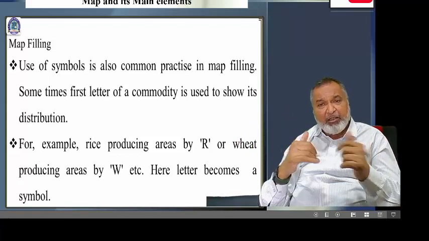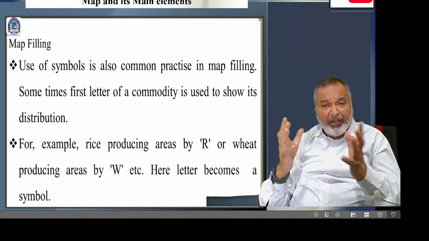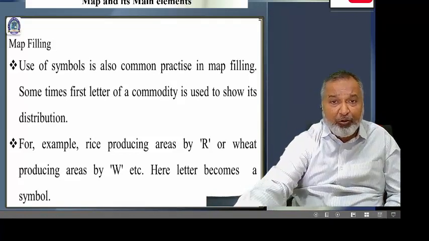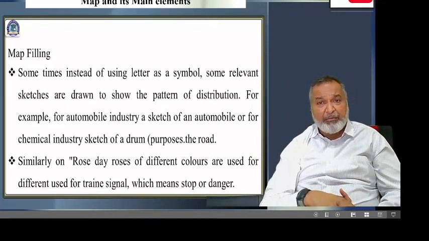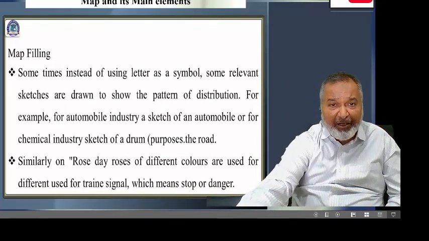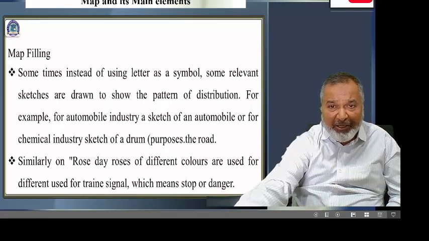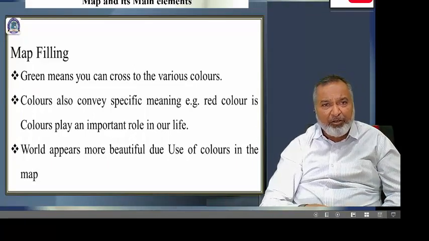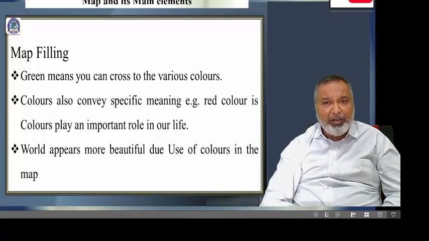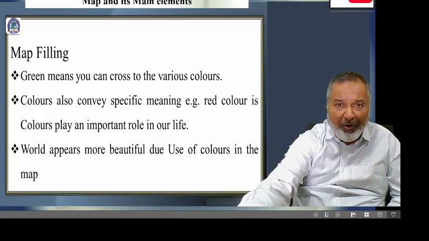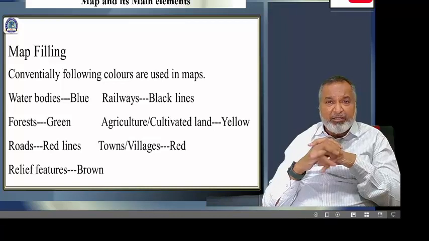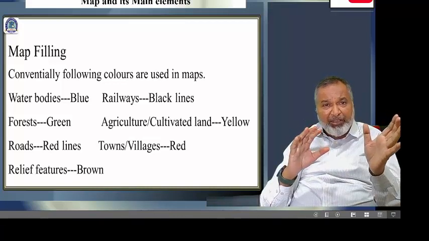For example, for rice we can use capital R, whereas for wheat we can use W. With that also we can show on the map the distribution in that particular area. Similarly, for roses, different colors are used for the different ones. Those are also the color symbols we are going to use. Green color we can use for vegetation, red color for the various important roles in our life.